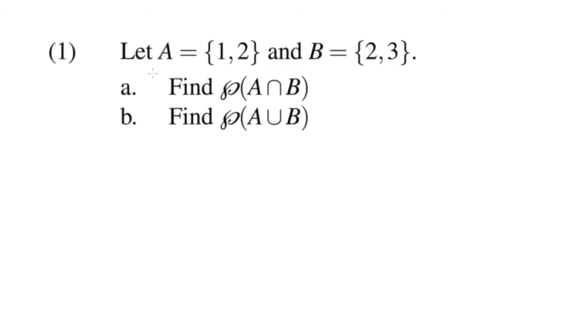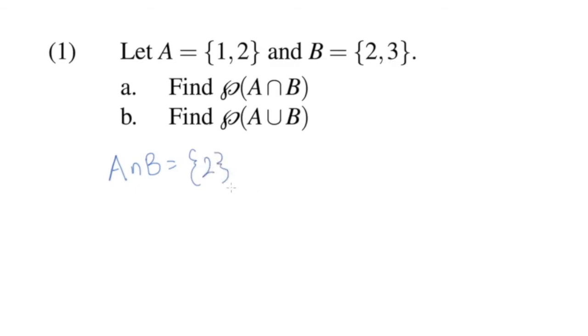So let's go through an example problem, the kind of problem that you might see in an assignment. So we have 2 sets, A and B, and we want to find the power set of their intersection and the power set of their union. So let's figure out what their intersection is first. So A intersect B. So this would be the set of things that are in both sets. So I can only see 2. So it will be the set containing 2.